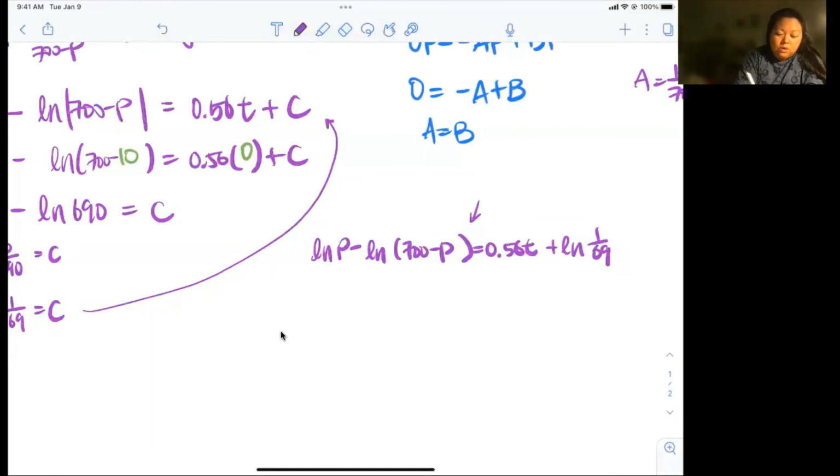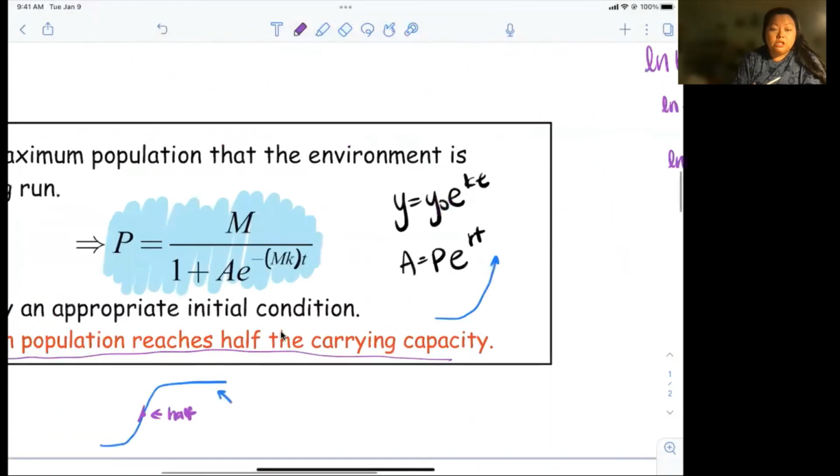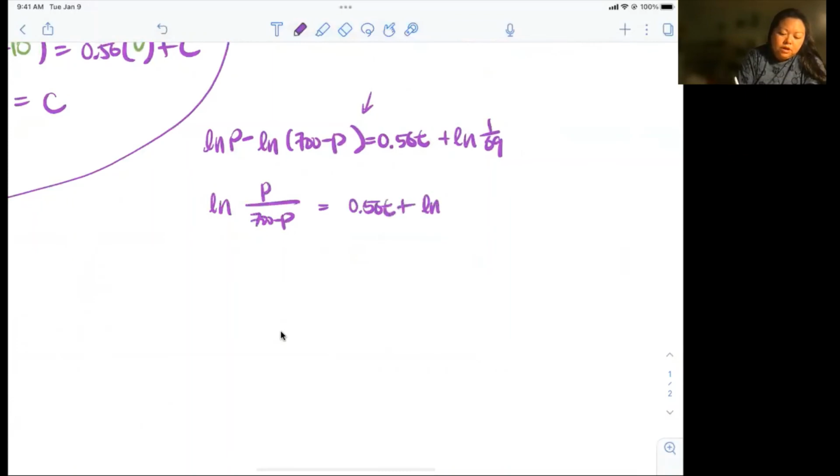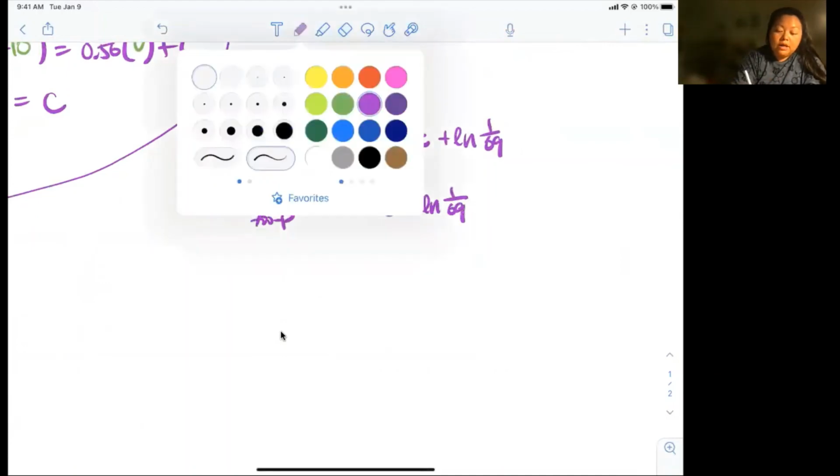Okay, so we're going to do the same thing as before. We're going to combine the left-hand side into one natural log because then I can actually work with it. If you want a reminder of where we're going, we're trying to get to this equation here, trying to get one single p on the left-hand side. All right, so then you have natural log of p over 700 minus p equals 0.56 t plus natural log of 1 over 69.